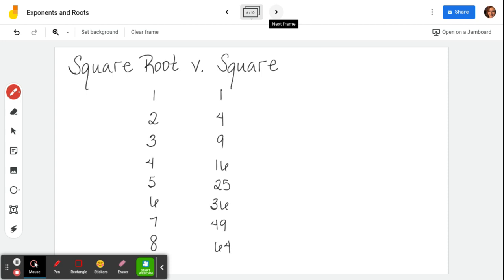So the square root of 1 is 1 because 1 times itself is 1. The square of 2 is 4. If I take 2 times 2, I get 4. So if I go backwards, if I say the square root of 4, I get 2 because 2 times itself equals 4.